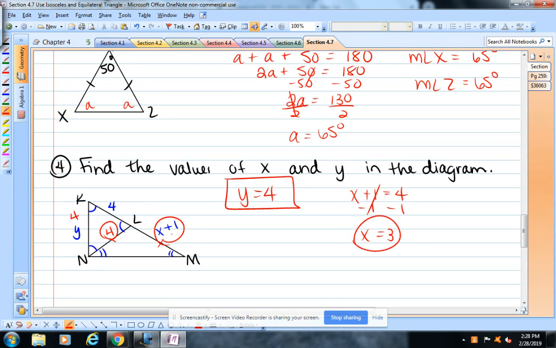And you plug it in. 3 plus 1 is 4. Well, that side's 4. I just can't find this side down here, right? That one's still a mystery. But it's okay. I didn't have to find it. Y'all see how I got those, X and Y?